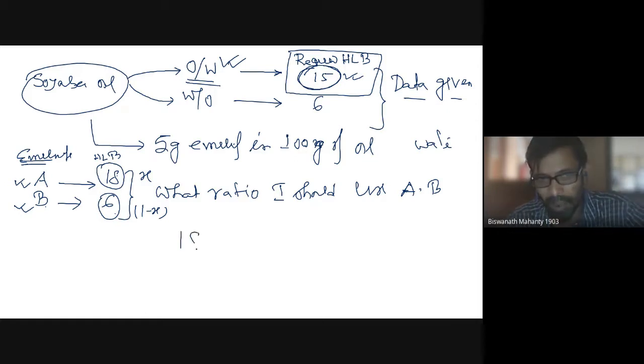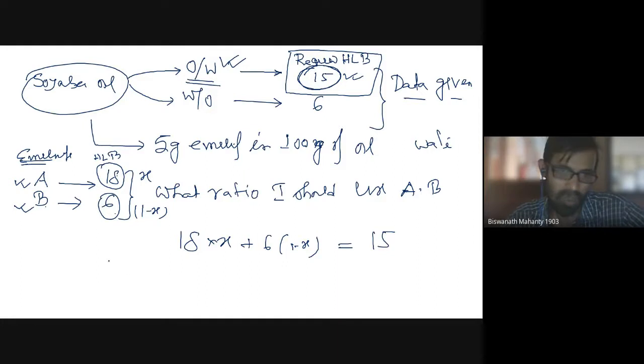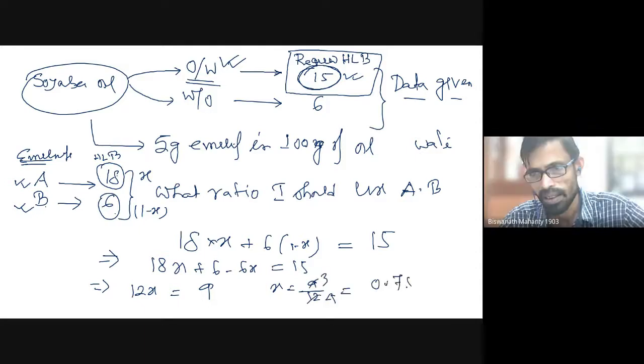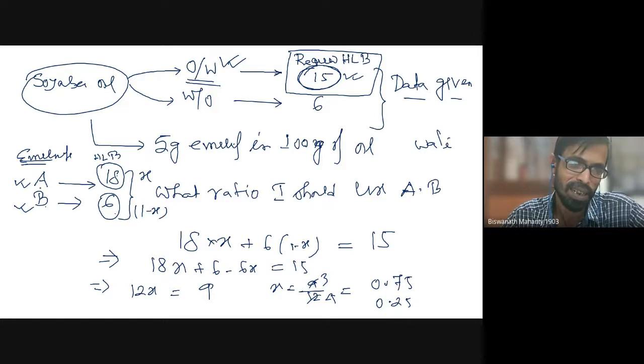Very simple. 18 times X plus 6 times (1 minus X) should give us 15. This is a simple mathematical calculation. Normally people will do 18x plus 6 minus 6x equals 15, so 12x equals 9. So x equals 9 by 12, which is 0.75. So 1 minus x equals 0.25. What does it mean? 75% I will take emulsifier A and 25% I will take emulsifier B.